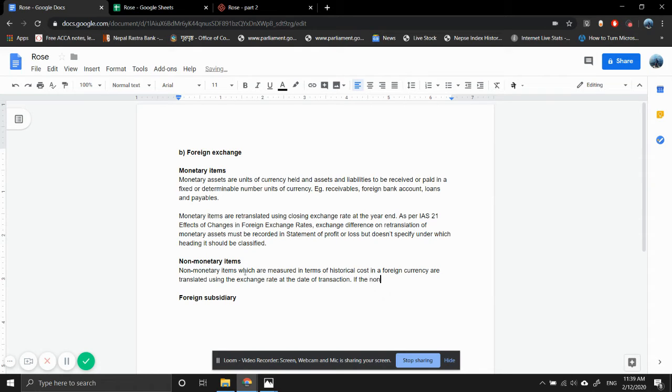And if the non-monetary assets are valued using the fair value method, then it is translated using the exchange rate on the date of remeasurement. Okay.